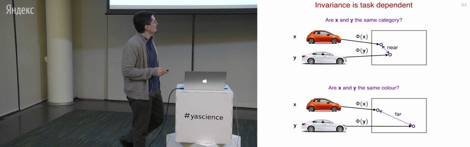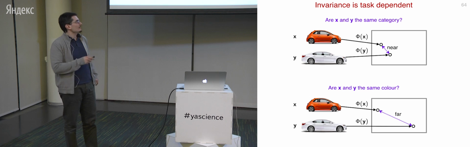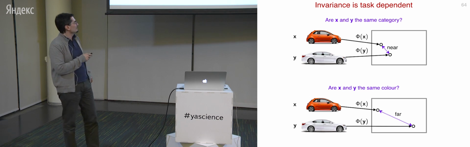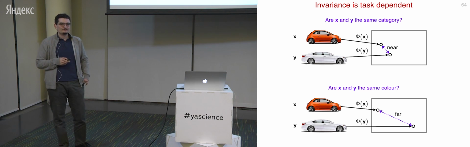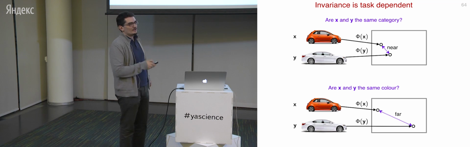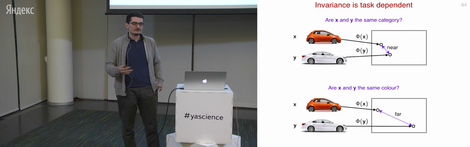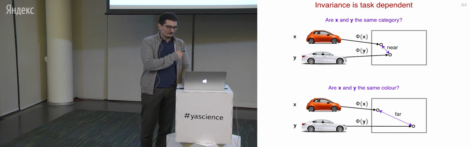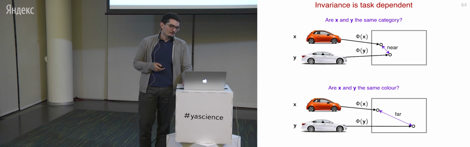Why? Well, because invariance is in fact entirely task dependent. So if you have two cars and you want to tell these are two cars, well, these two vectors should be near. But if you want to tell whether these objects have the same color, well, these two should be far apart. So there is no single representation that is invariant for all tasks you want, because that would be the trivial representation, which is just the constant, right? So you cannot be invariant to both these things and at the same time distinctive for both. So what do you do instead?